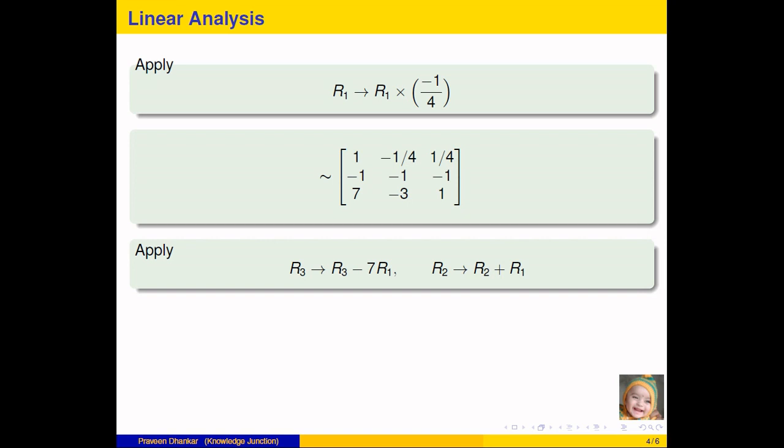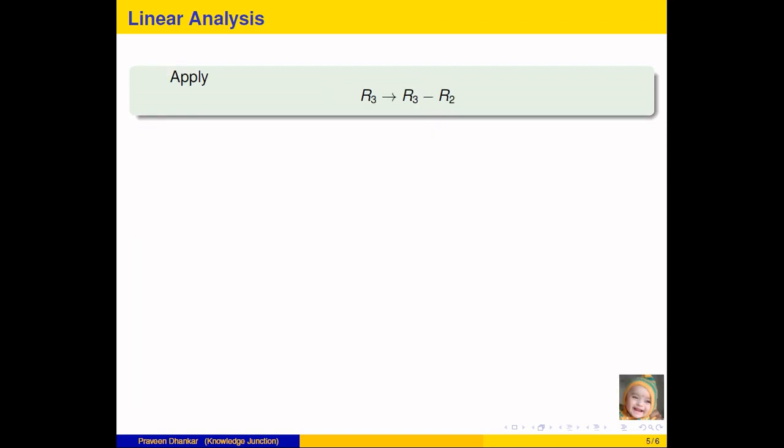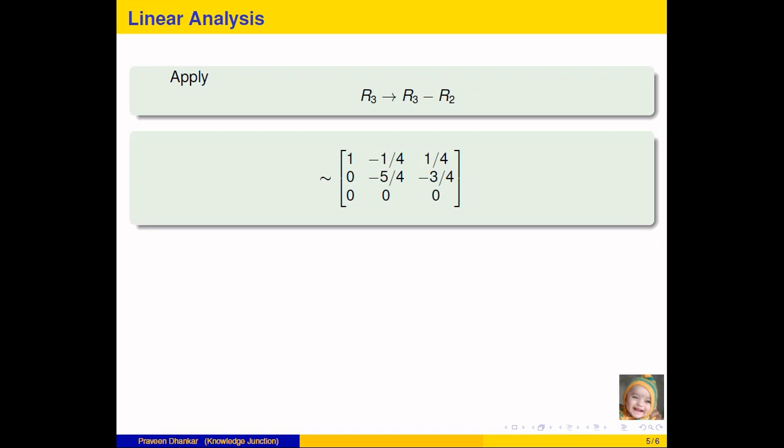Applying on R2, the matrix turns into [1, -1/4, 1/4; 0, -5/4, -3/4; 0, -5/4, -3/4]. Then again apply R3, that is R3 minus R2. Then your matrix turns into [1, -1/4, 1/4; 0, -5/4, -3/4; 0, 0, 0]. So your R3, that is the third row, becomes a zero row.